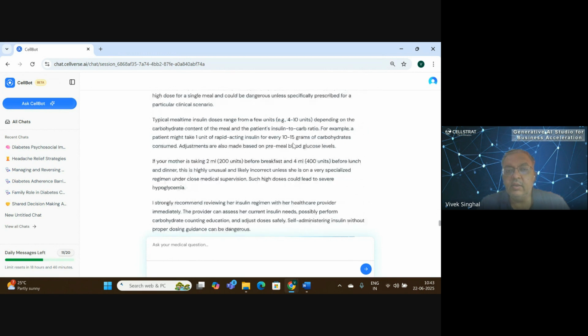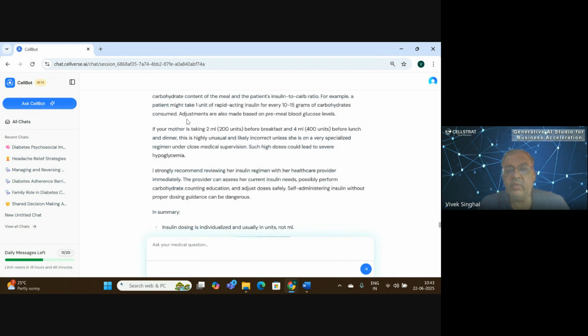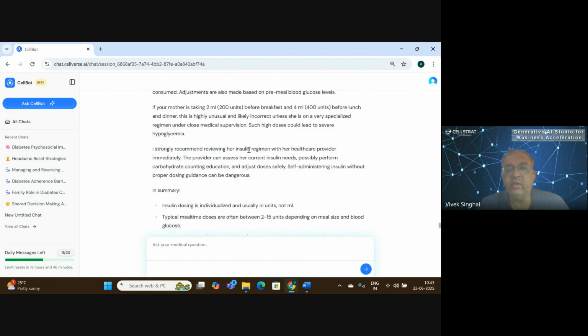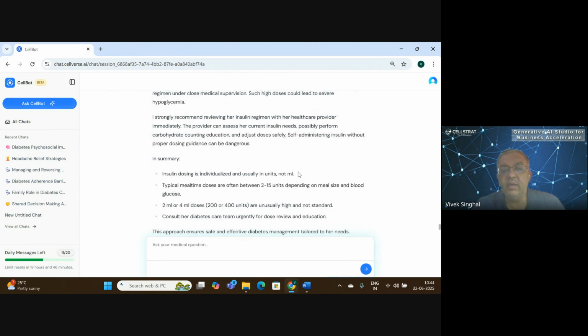And so it is even talking about specific units of insulin to be taken. If your mother is taking 2 ml before breakfast, 4 ml before lunch, that is highly unusual and likely incorrect, unless she is on a very specialized intervention under close medical supervision. Such high doses could lead to severe hypoglycemia. See, it is giving me a warning that the figure I named is very high for insulin. I strongly recommend reviewing her insulin regimen with the healthcare provider immediately. Self-administering insulin without proper dosing guidance can be dangerous.